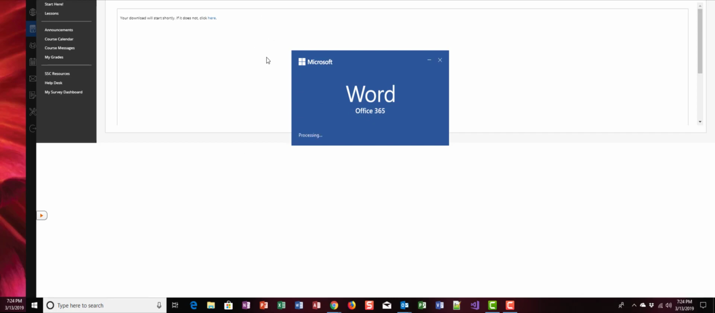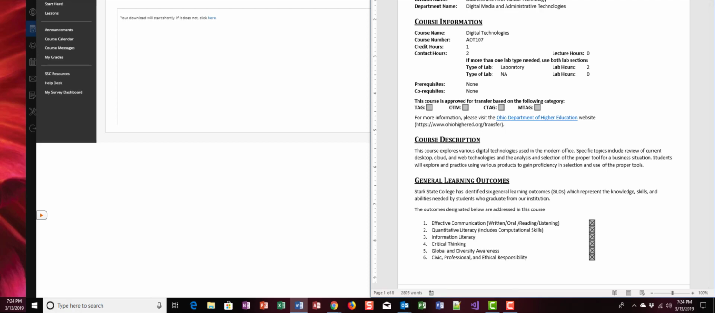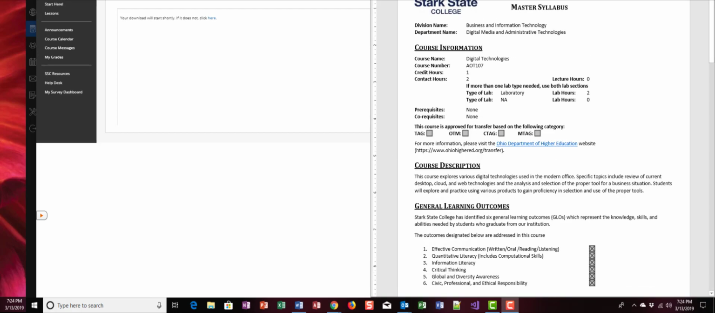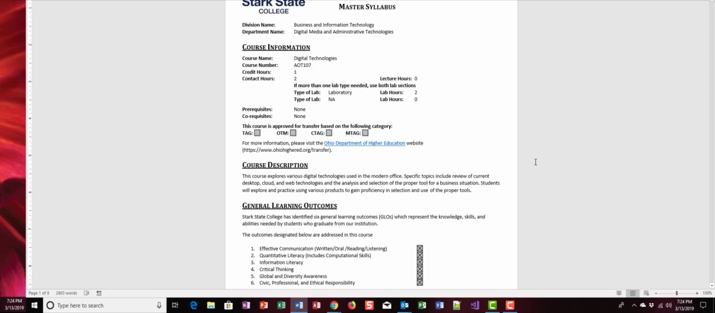So this syllabus is a contract between us, and it's going to outline everything that we need to do for the class and the rules of the class. So first of all, this class is out of the Business and Information Technology Division, the Digital Media and Administrative Technologies Department. It is Digital Technologies AOT 107. It is a 1 credit, 2 contact hour with the breakdown of 0 lecture and 2 labs.